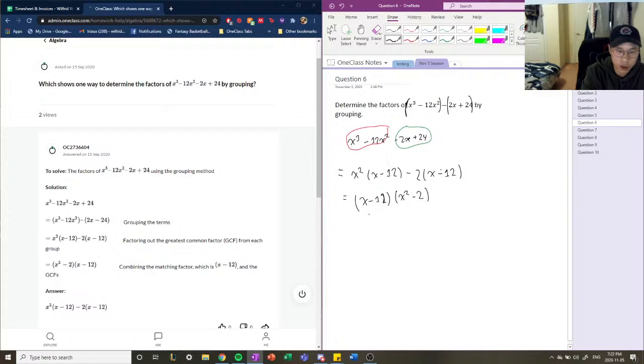And now we know that one of the solutions is 12 and one of the solutions is positive and negative root 2. So that's how you use the grouping technique, and that's how you are able to factor these longer, higher degree polynomials.